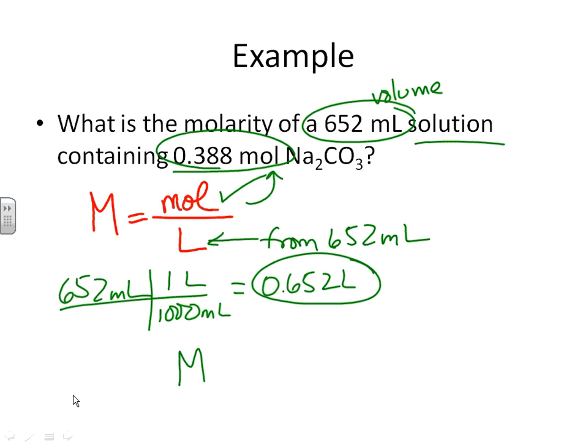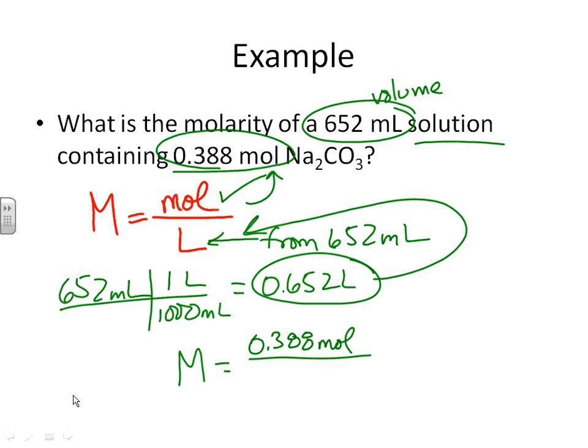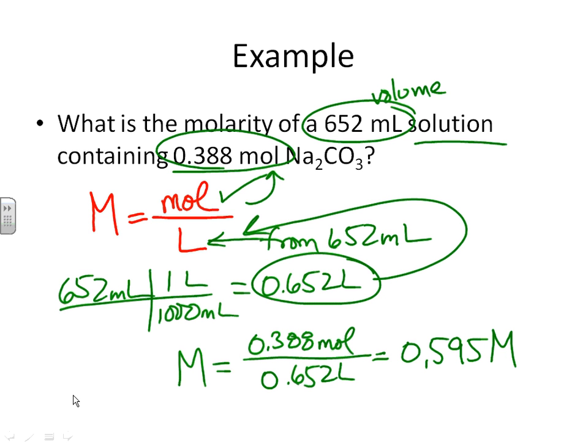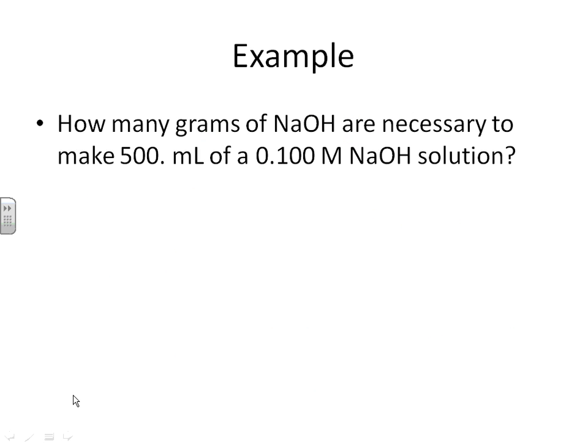So this is the value that we're going to plug in on the bottom now. So molarity, moles per liter, so we're going to do 0.388 moles of solute divided by the 0.652 liters of solution, and you just punch that into your calculator, and you get, taking it to the correct number of sig figs, each of these measurements that we begin with has 3 significant figures, 0.595, and the unit, capital M, 0.595 molar. So it's a 0.595 molar solution of sodium carbonate.